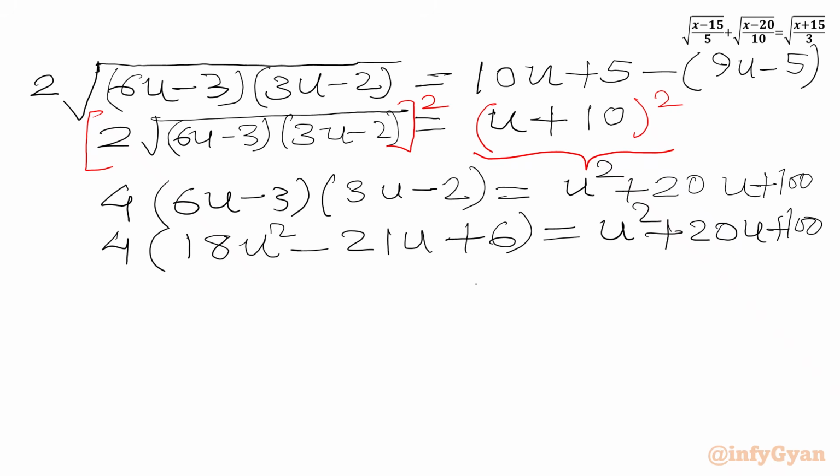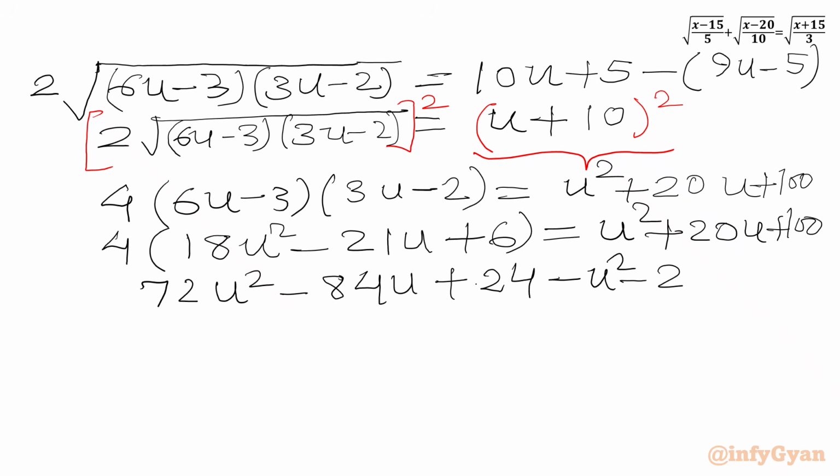4 times 18u square will be 72u square. 4 times minus 21u will be minus 84u. 4 times 6 is 24. Let's write RHS into LHS. We'll get minus u square minus 20u minus 100 equal to 0.